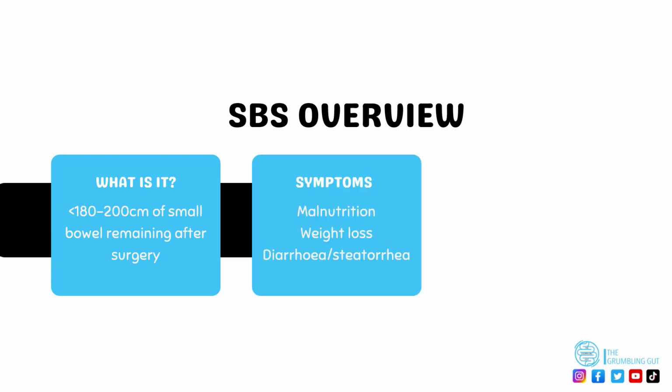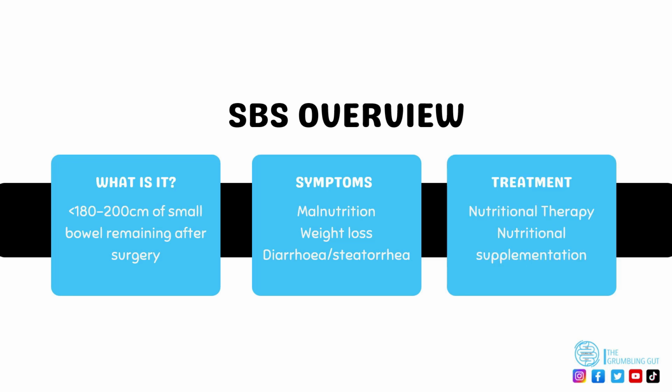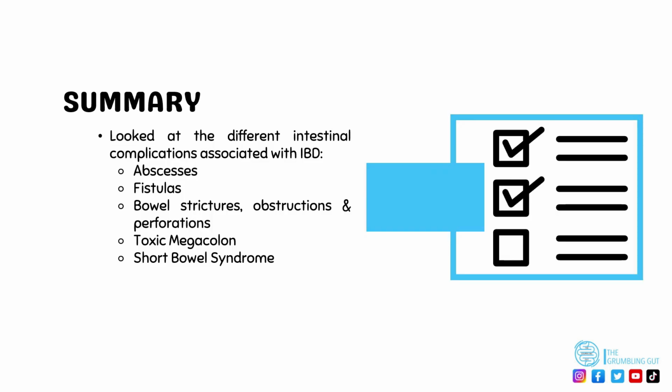Symptoms of short bowel syndrome include diarrhea or steatorrhea, weight loss, dehydration, malnutrition and malabsorption of the essential micro and macronutrients, as well as fluid, electrolyte, and trace element loss. The main strategy of treating short bowel syndrome is trying to maintain the nutritional status of the individual by utilizing the remaining bowel to prevent any further complications. This is usually done by enteral or parenteral nutritional methods, which we'll look at later on in this course. So to summarize, we've looked at the different intestinal complications associated with IBD.